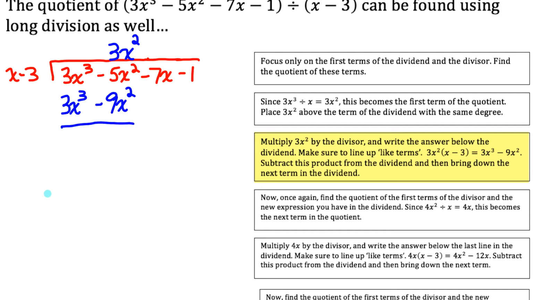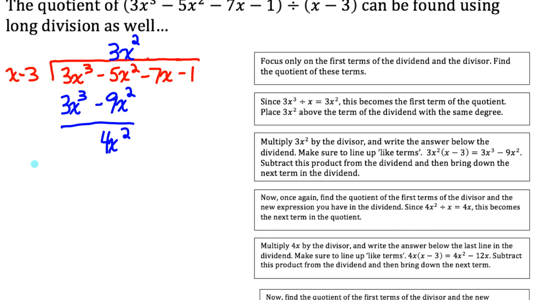And now we subtract. So subtract the like terms. 3x cubed minus 3x cubed is 0x cubed. That one's gone. And as long as we've done the correct first step, that's what will always happen. The first term will eliminate. Now subtract the x squared terms. So negative 5x squared minus negative 9x squared. So be careful when subtracting a negative. Negative 5x squared minus negative 9x squared is 4x squared.